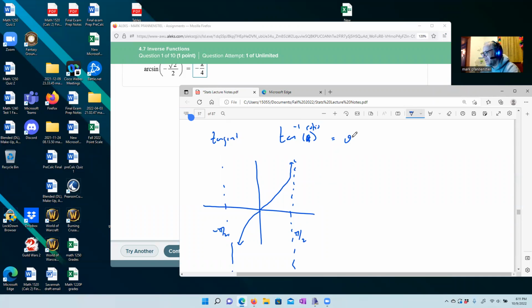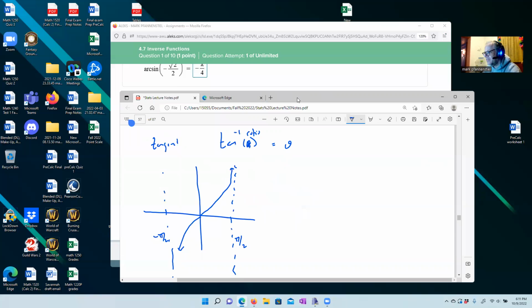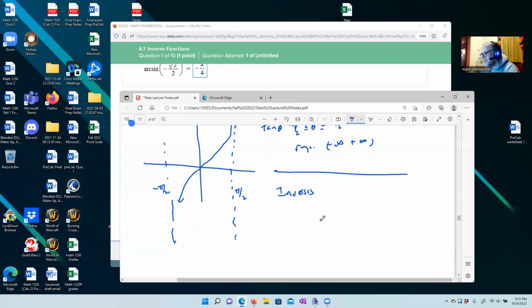Okay, so the input for tangent, theta, can be somewhere between -pi/2 and +pi/2. But what's the range? Range is -infinity to +infinity, right? It's all of them. It's all the numbers. So if we take a look at the inverses, okay, this is kind of cool.